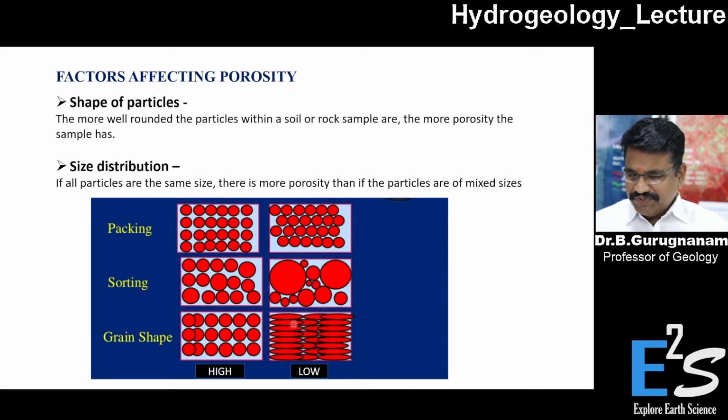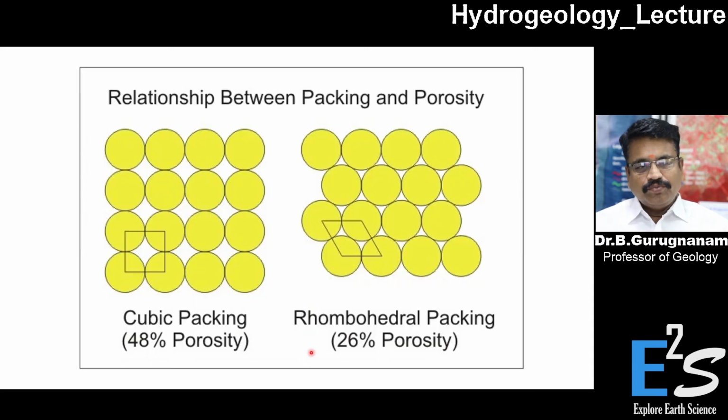If the shape is very thin and arranged like laminar sediments, then automatically the open spaces in a particular rock will be reduced, leading to low porosity. What is the relationship between packing and porosity? As I said in the last figure, if it is regularly arranged, this is called cubic packing. For cubic packing, the porosity is scientifically calculated to be 48%.